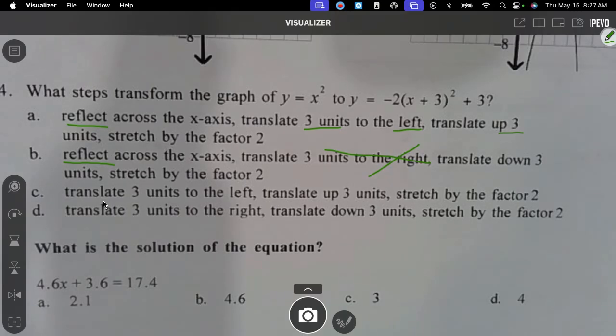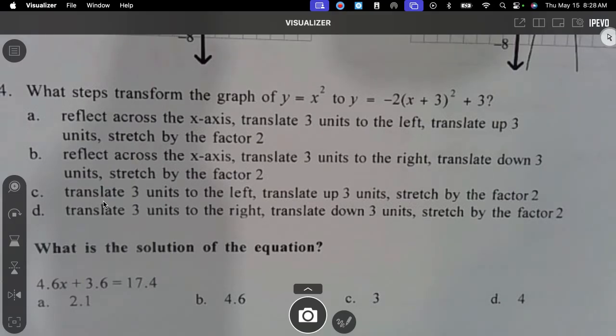Does everybody understand that? It's been reflected. The 2 made it stretch. If it was a 3, it would have been stretched by 3. If it was a 4, it would have been stretched by 4. Anyway, then you left 3, up 3. So that one is A. That one's a lot of reading. You kind of got to check a lot of things. If it were me, I might just go through and write each thing down and then see which one had it all.